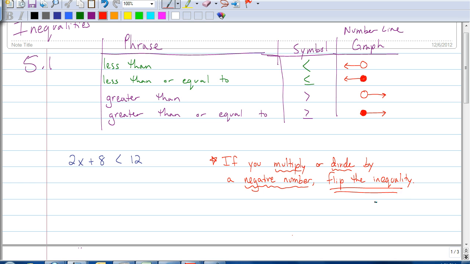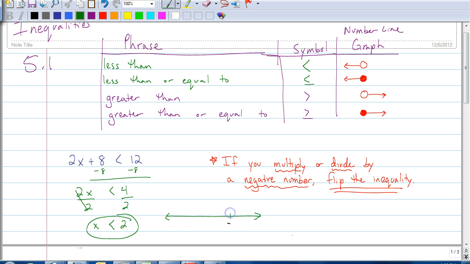So let's look at some examples. Let's look at this first one: 2x plus 8 is less than 12. If I go to solve this, like I said, we solve it just like an equation. I'm going to start by subtracting 8 from both sides. Doing so, I'm left with 2x is less than 12 minus 8, which is 4. My last step to solve for x is to divide both sides by 2 to get the x by itself. Doing so gives me x is less than 2. I didn't have to flip the inequality because I divided, but it was not by a negative number, so this will be my answer. And like I said earlier, we're going to graph our solutions on a number line.